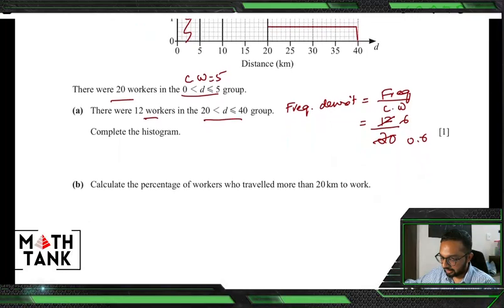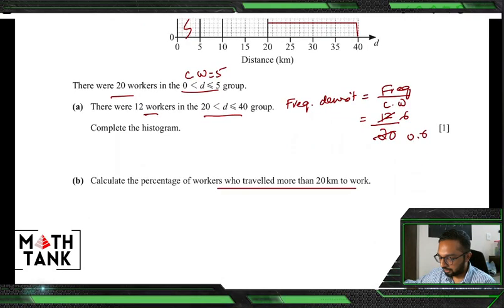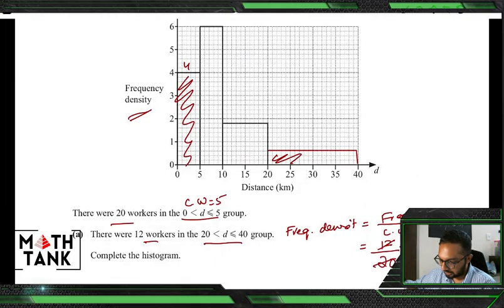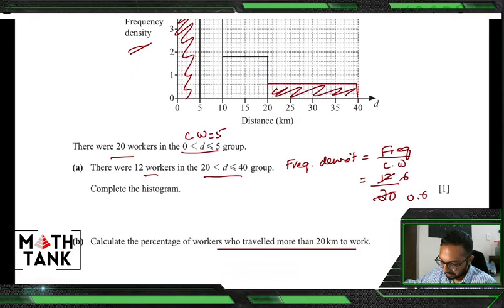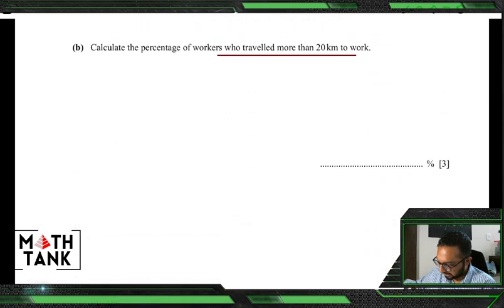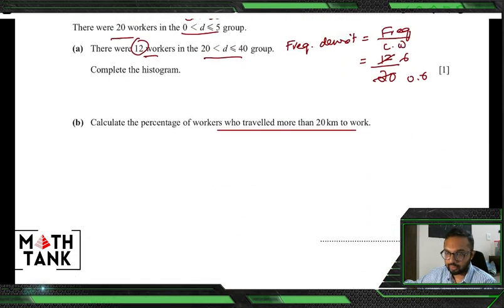Then it says calculate the percentage of workers who traveled more than 20 kilometers to work. So more than 20 kilometers to work, so those are these people. How many people were there? There were 12, but I don't know the total. So I'm going to have to calculate the other totals so that I can calculate a percentage. That's why this question is 3 marks.